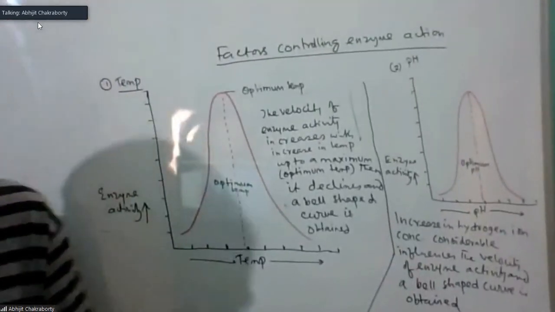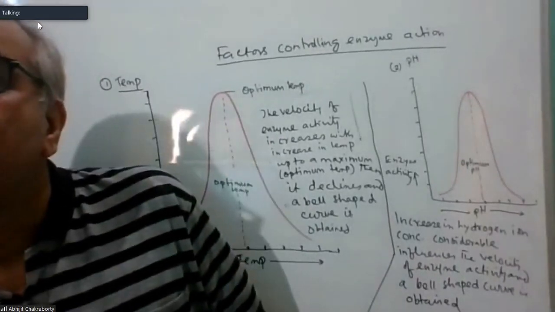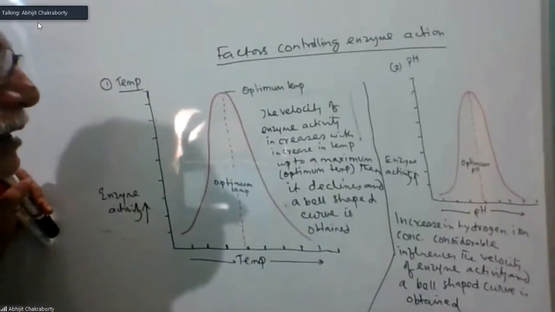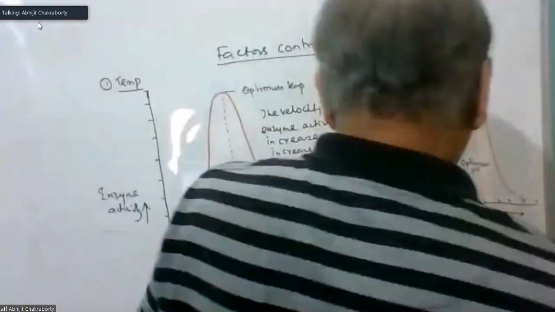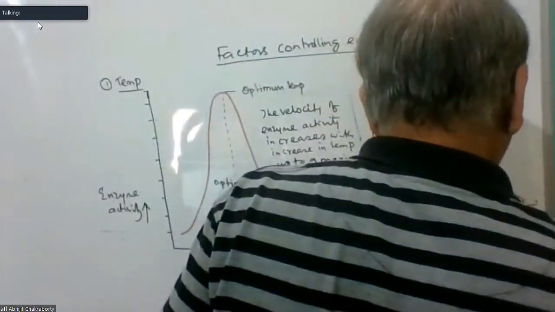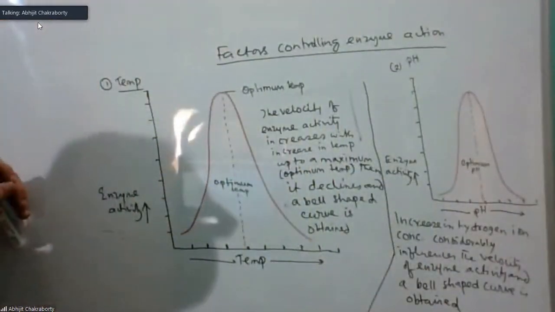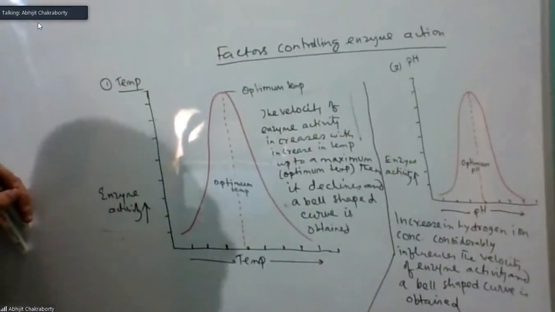Is it clear? Increase in hydrogen ion concentration considerably influences the velocity of enzyme activity and a bell-shaped curve is obtained normally.